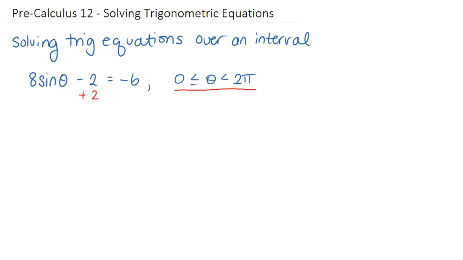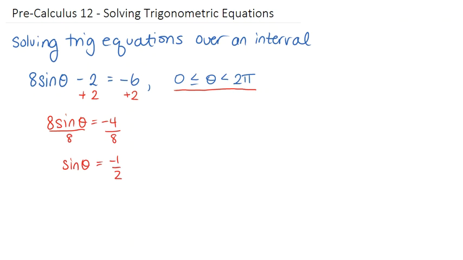To both sides we're going to add 2, so we have 8 sine theta equals negative 4. Then we're going to divide both sides by 8 to isolate sine of theta, which in this case is equal to negative 1/2.